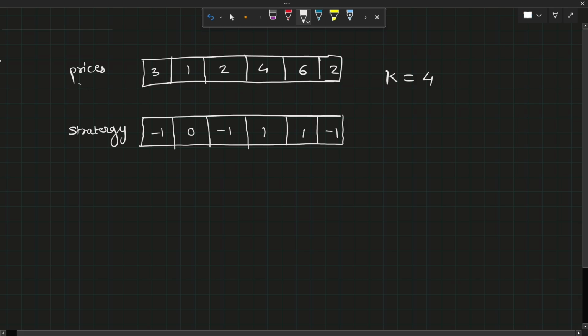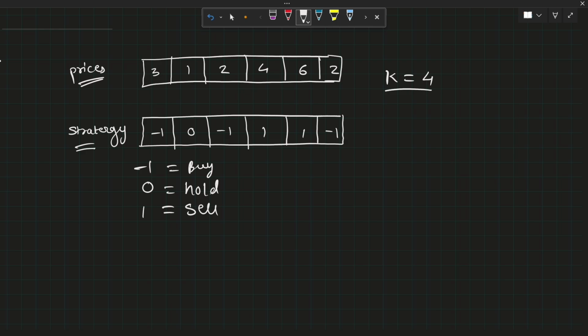So we are given two arrays, prices and strategy, and we are given an integer k. Okay, so this prices denotes the stock prices at a particular day, and the strategy contains three values, basically -1, 0 and 1. And 1 says that we can buy a stock, 0 says we hold a stock, and -1 says we sell a stock.